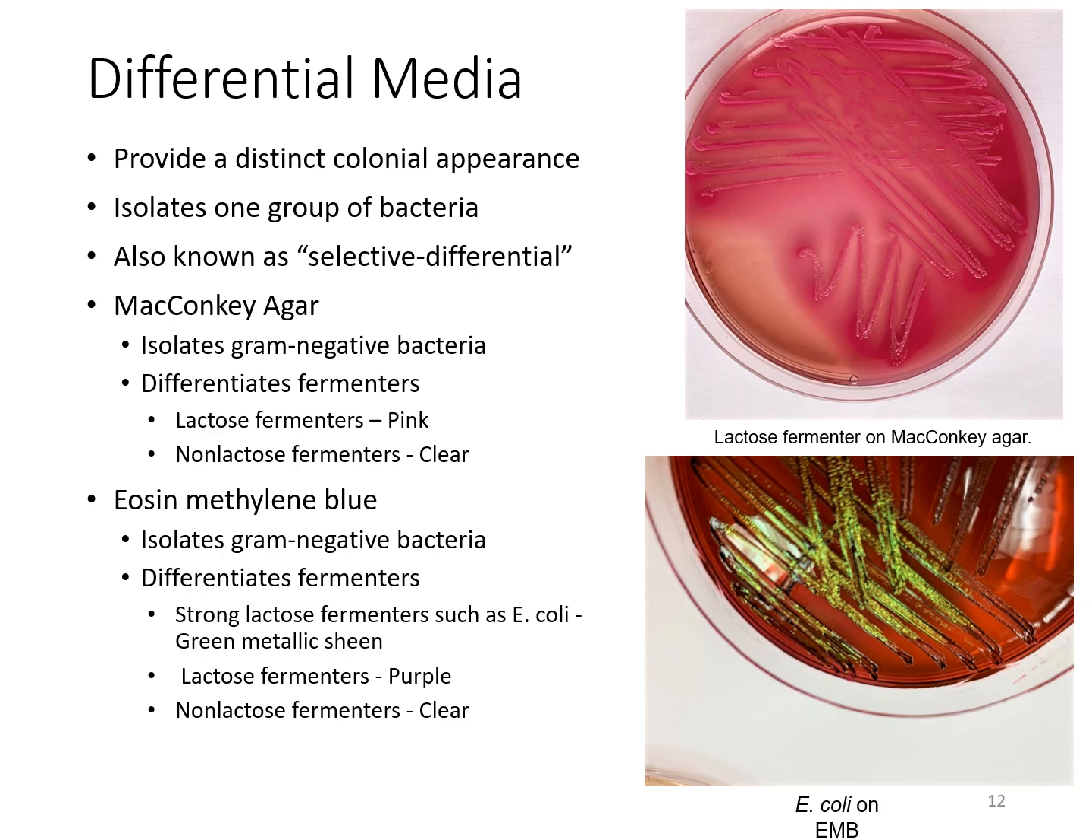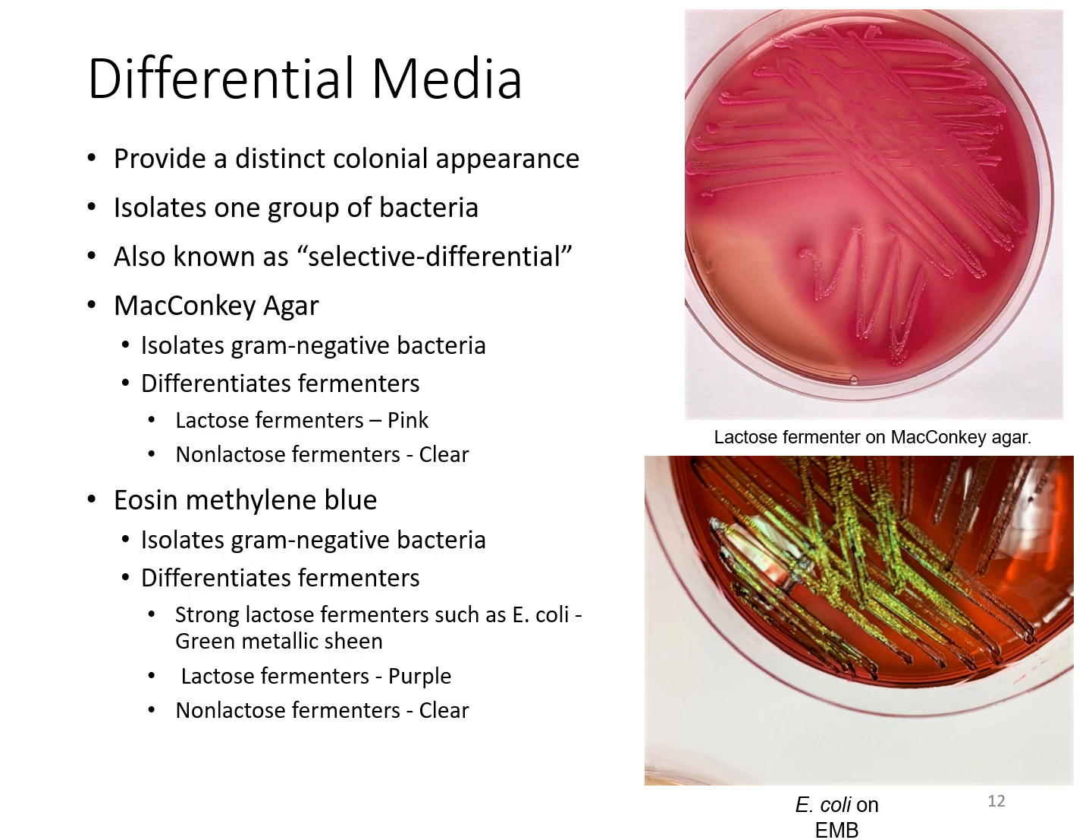Your differential media is going to provide a distinct appearance to that colony based off of the various elements that are within that agar. What it will do is isolate one particular group of bacteria. So for example, this particular agar here will isolate gram-negative organisms. If there's anything that's gram-positive, it won't grow on here. Typically we refer to this as selective and differential media because it is selective for particular organisms, and then it will differentiate those organisms based on characteristics.